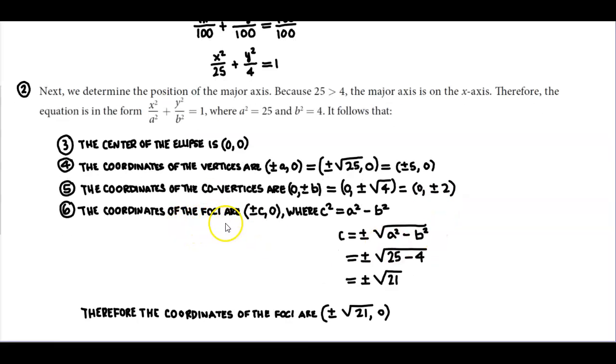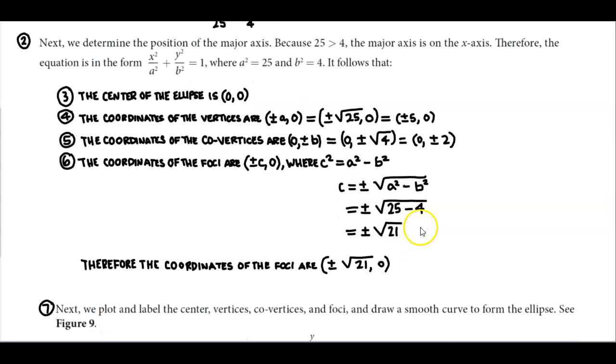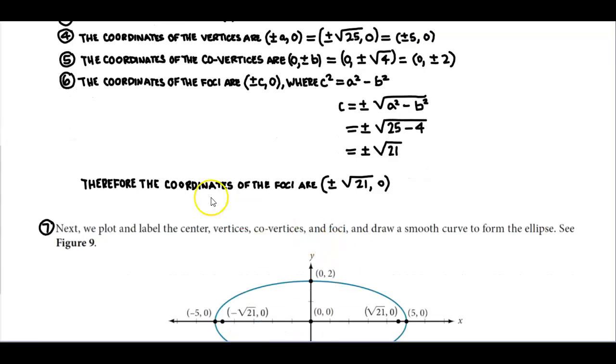The coordinates of the foci are plus or minus c, 0, where c squared is equal to a squared minus b squared. Taking the square root of both sides, c is plus or minus the square root of a squared minus b squared. We get 25 minus 4, which is 21, so it becomes plus or minus the square root of 21. And therefore, the coordinates of the foci are plus or minus the square root of 21, 0.